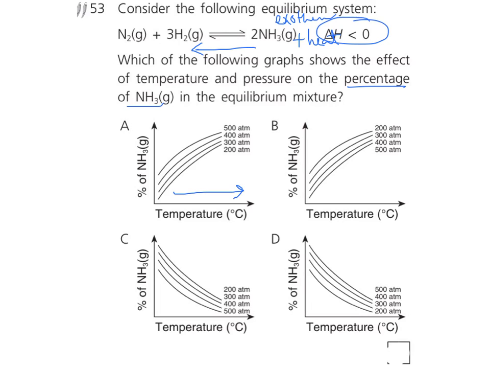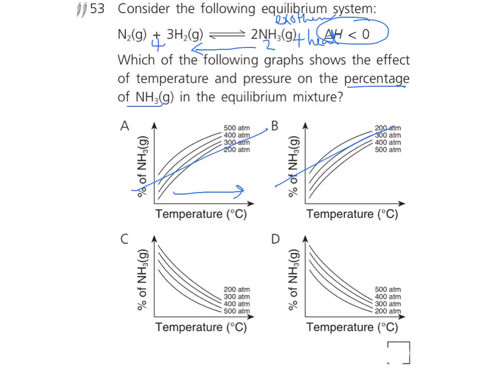That would reduce the amount of ammonia formed, so the percentage of ammonia at equilibrium should drop. So raising temperature should lower the percentage. Therefore, choice A and B are not possible because those graphs increase. Choice C and D show decreasing percentages of ammonia. The pressure effect can be deduced again by looking at the amount of gas on each side of the equation. There's 4 moles on the left and there's 2 moles on the right.